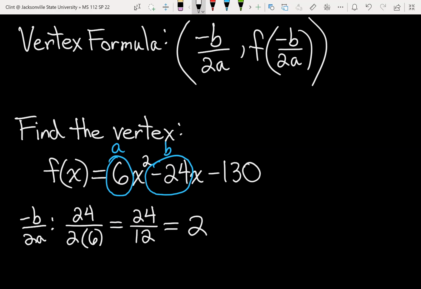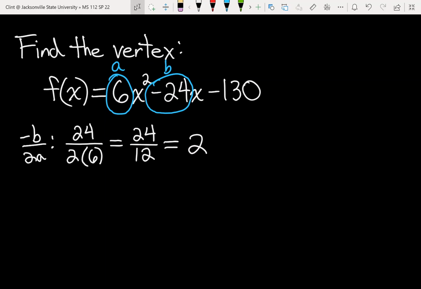Okay. So negative b over 2a is just 2. That's the x-coordinate of our vertex. So to get the y-coordinate, we just take this 2 and plug it into our function. In other words, we find f of 2.